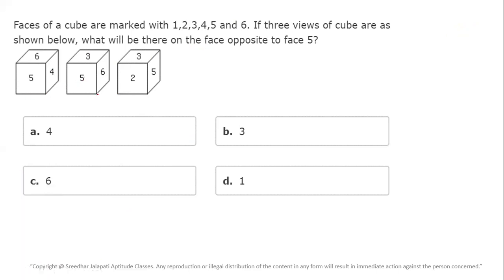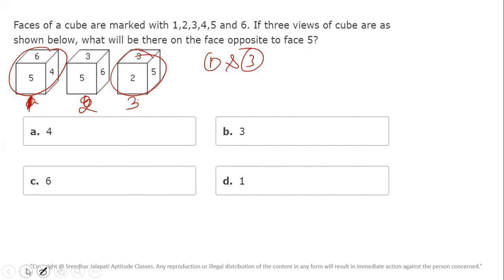Now, out of the 3 views, look for 2 views where there is one common element. If I take these two, 6 and 5 are common. Similarly, if I take these two, again 3 and 5, 2 common elements are there. So I look for 2 views where there is only one common element. So can I go for first and third? In the first view and third view, there is only one element common, which is 5.